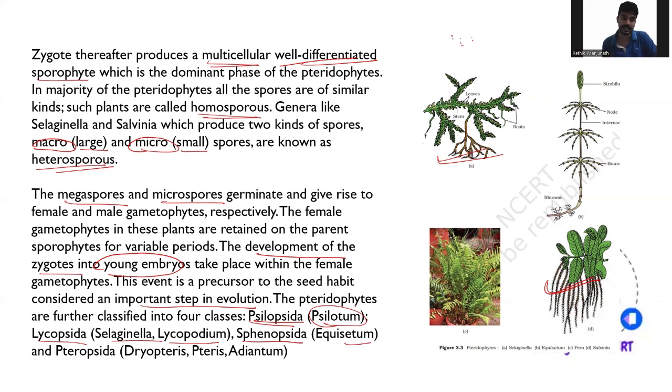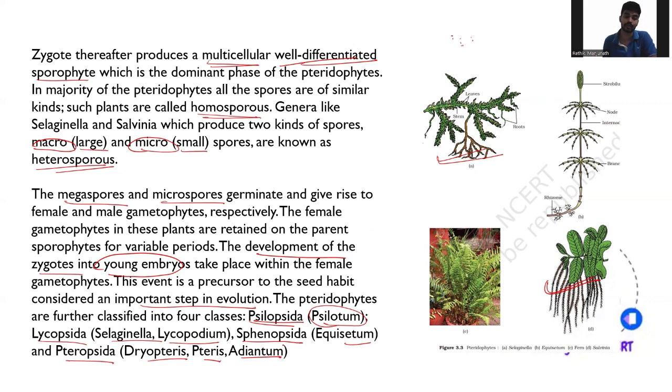And the last class is the Pteropsida. Here mostly you will be seeing ferns. Adiantum is one of the examples for this class.